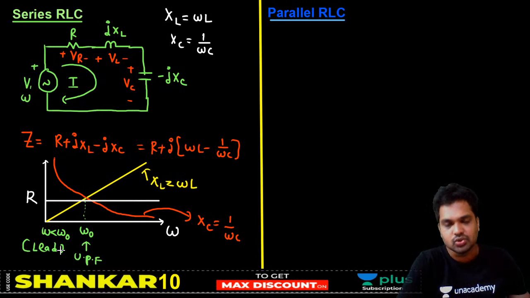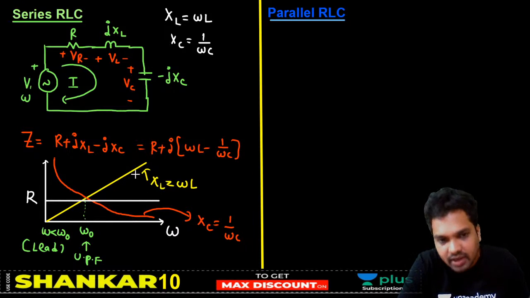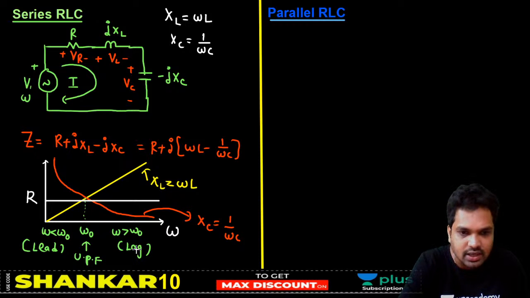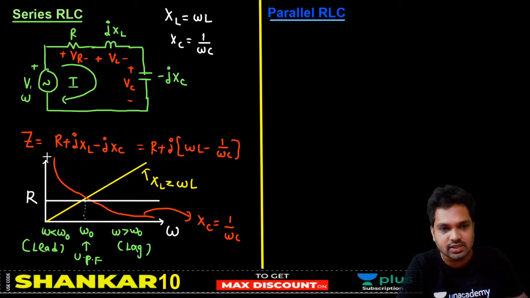Is it clear? Any doubt, Shiva, please comment the particular doubt. I can explain, no problem. At omega greater than omega naught, who is dominating? Inductor is dominating. So it is lagging. These are the basics. We should know it. In the AC analysis we have discussed. Is it clear, guys?